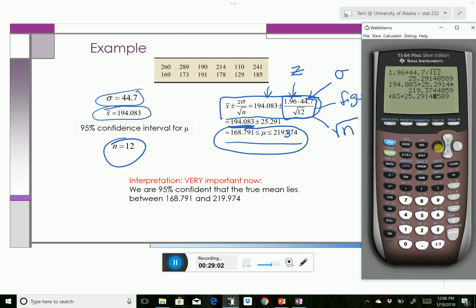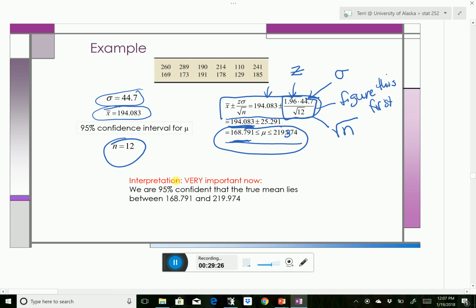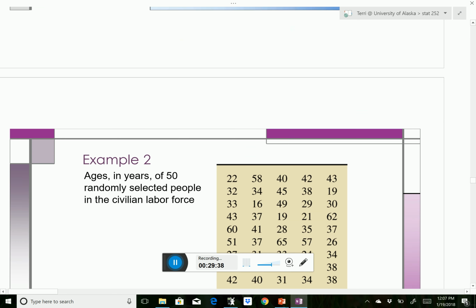This will take me a second. It's much faster with a real calculator because you can push these buttons a little faster. And then I'm going to hit minus and do the minus side, and I get 168.79. I guess that should have been 792, but I had some round off up here. Okay. So the interpretation: we are 95% confident that the true mean lies between 168.791 and 219.974. So exactly what the calculator gave me as well.